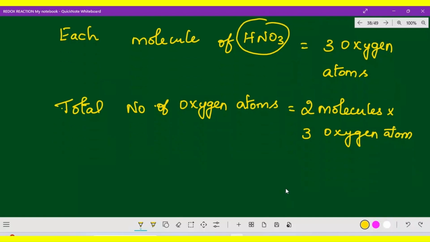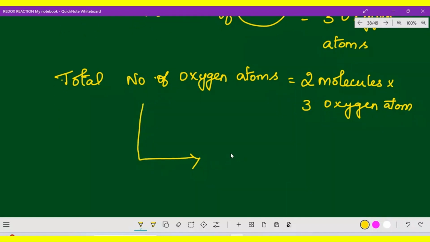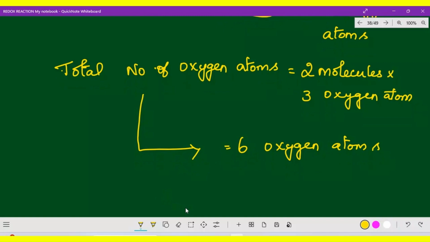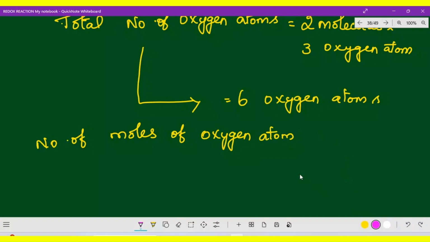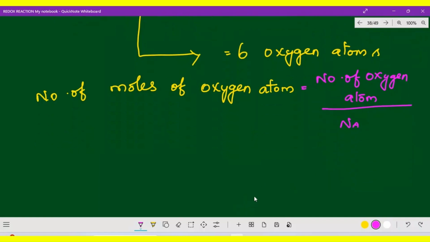Right, now what answer will you get? How many oxygen atoms in total? You know very well, that is 6 oxygen atoms. Right, now here we have to identify the number of moles of oxygen atom. Number of moles of oxygen atom is the number of oxygen atoms divided by Avogadro number. So number of oxygen atoms, how much? It is 6 divided by Avogadro number. Avogadro number is 6.023 into 10 to the power of 23, or we can write it as Na.